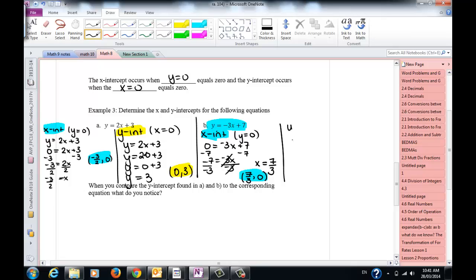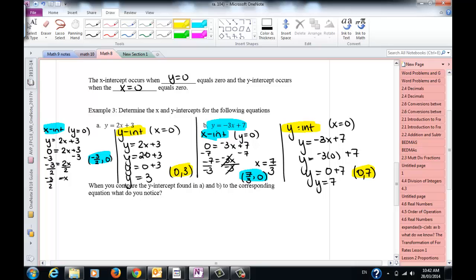And now I want to find my y-intercept, and this occurs when x equals 0. So I end up with my equation, which is y equals negative 3x plus 7. And in this case, my x value is 0. Y equals negative 3 multiplied by 0 is 0. So I get y equals 7. So my y-intercept point occurs when x equals 0, y equals 7.